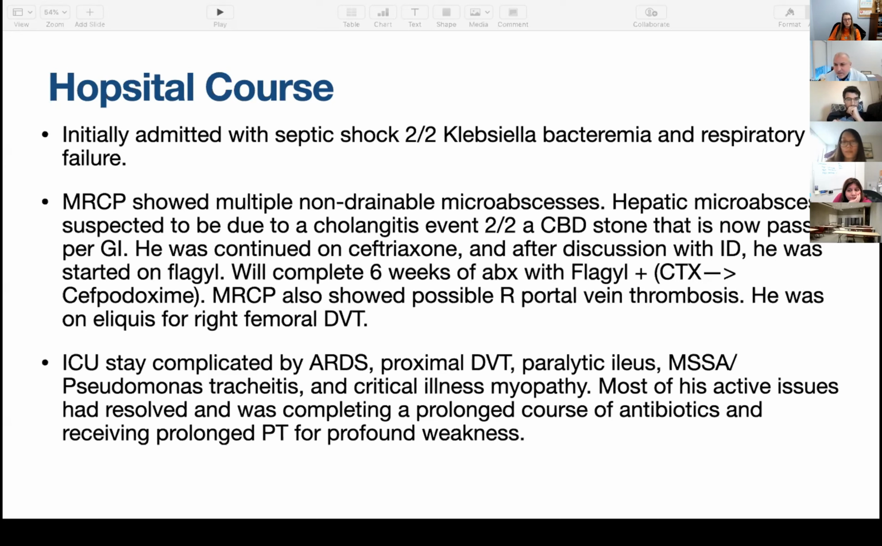His mental status returned to his baseline? Yeah, his mental status returned to his baseline. He was very lethargic, but he was conversive and AO times 3.